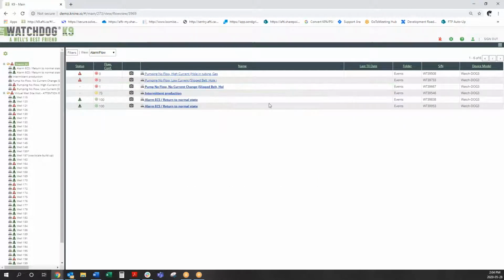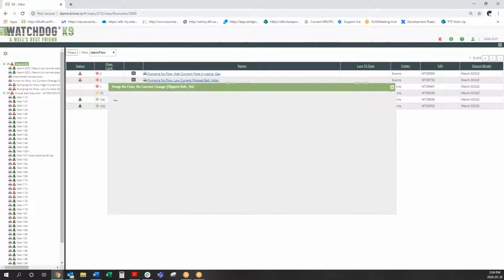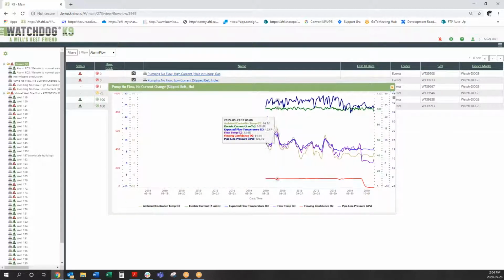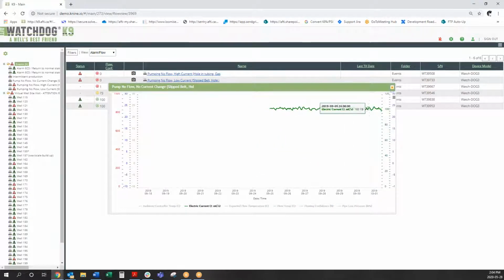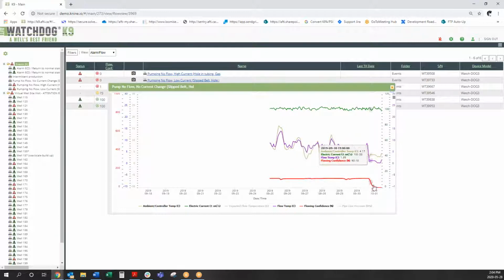Okay, now a tougher example. Let's look at where there is no change in electric current. Notice how electric current is very consistent. So let's see what temperature is doing. This is a lower producing well. It tracks with ambient at times, but there still is some separation right here where it drops even below ambient, affecting flowing confidence. This could be one of the same scenarios, hole in the tubing, gas locking.